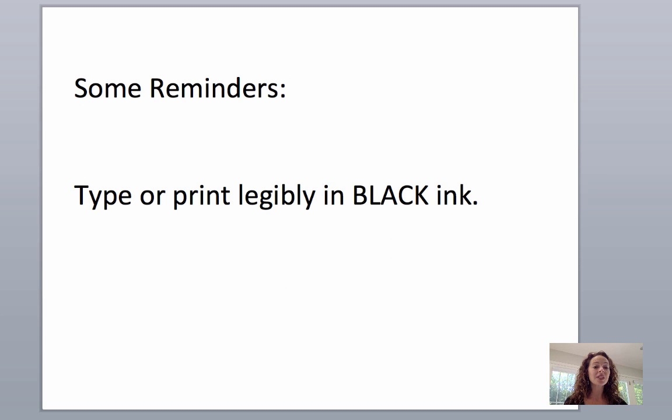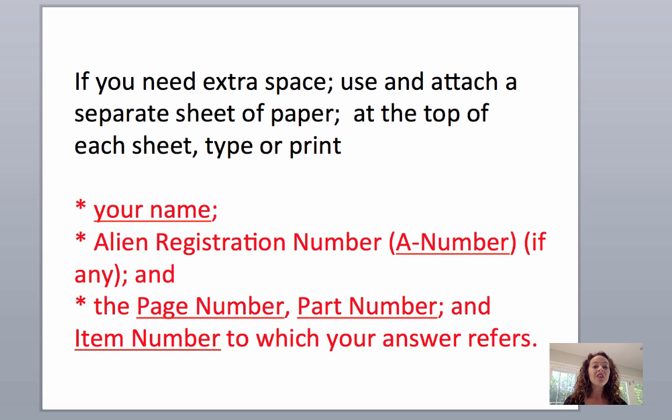Quick reminders, once again, type or print legibly in black ink. If you need extra space, use and attach a separate sheet of paper. This is going to be really important in section 12. Attach a separate sheet of paper, and at the top of each sheet, type or print your name, your alien registration number, if any, the page number, part number, and item number to which your answer refers.